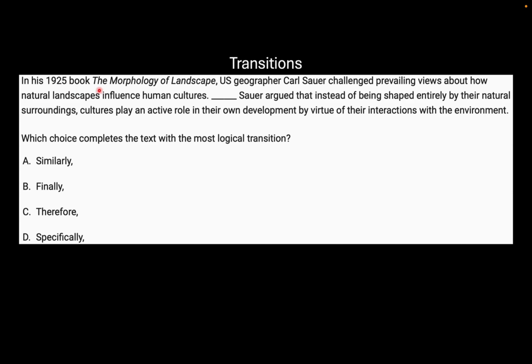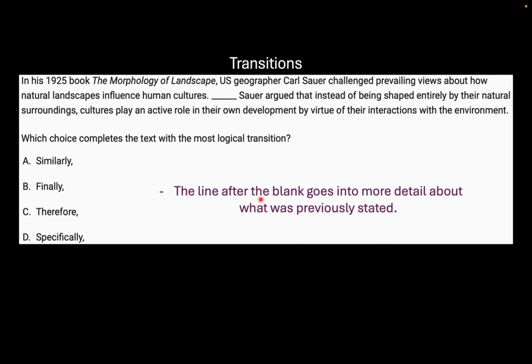In his 1925 book, The Morphology of Landscape, US geographer Carl Sauer challenged prevailing views about how natural landscapes influence human cultures. Sauer argued that instead of being shaped entirely by their natural surroundings, cultures play an active role in their own development by virtue of their interactions with the environment. So the line after the blank goes into more detail about what was previously stated, so obviously the answer is going to be specifically.